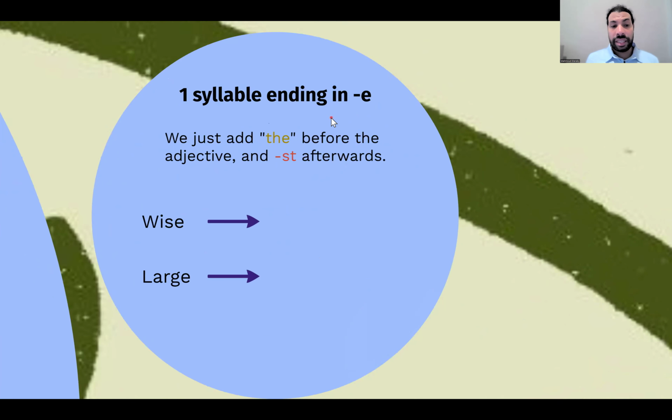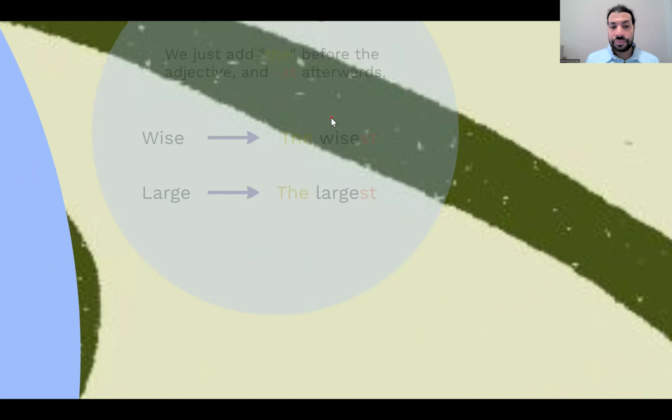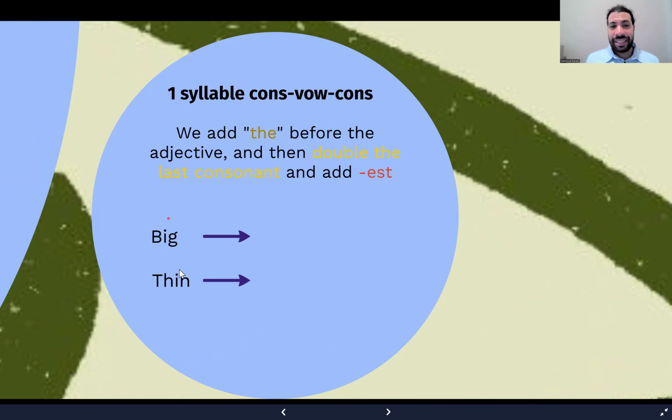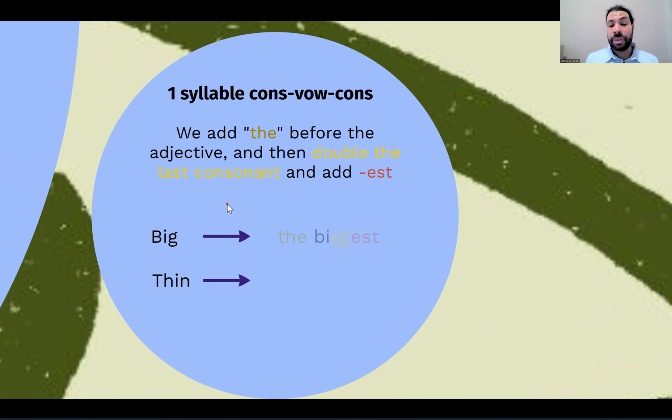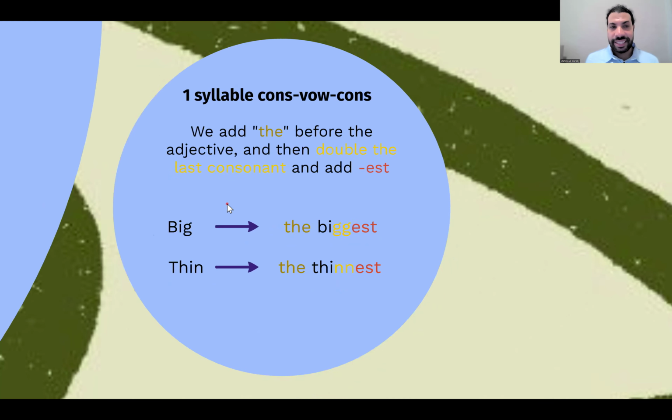One syllable ending in E, so we add ST. For example, wise, it will be the wisest, large, the largest. And do you remember the consonant, vowel, consonant? So also double the last consonant. Big, it will be the biggest. Thin, it will be the thinnest.